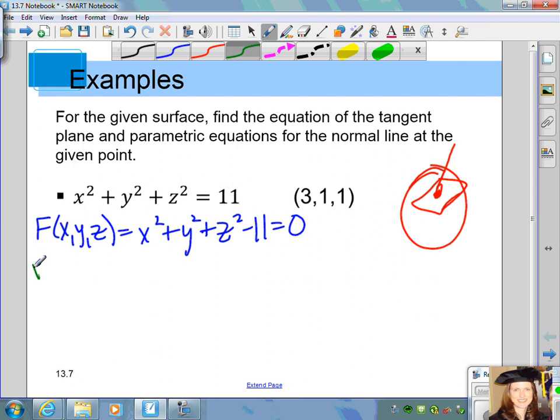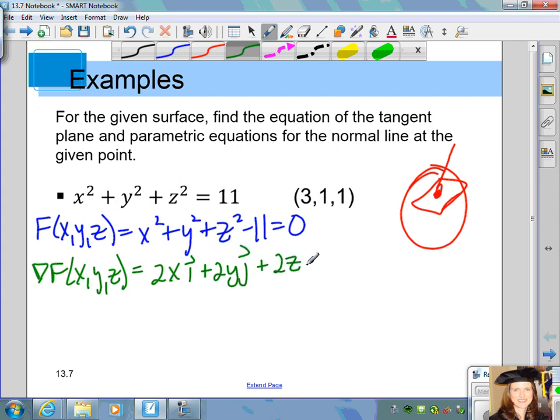So the gradient of this function of x, y, and z is a vector, and the components are the partial derivatives with respect to x, y, and z. The derivative with respect to x is 2x. The derivative with respect to y is 2y. And the derivative with respect to z is 2z. Those are the components of your gradient vector. We're going to evaluate this gradient vector at our given point.